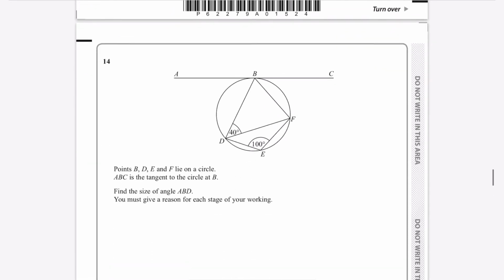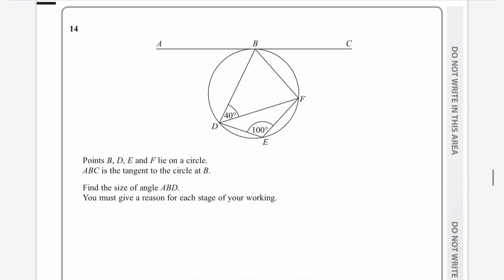Okay, question 14. Points B, D, E and F lie on a circle. Great, we can see that. ABC is the tangent to the circle at B. Great, we can see that. And then it says find the size of angle ABD. So the thing that we're aiming for is to get to this angle that we have over here. And it says you must give a reason for each stage of your working.